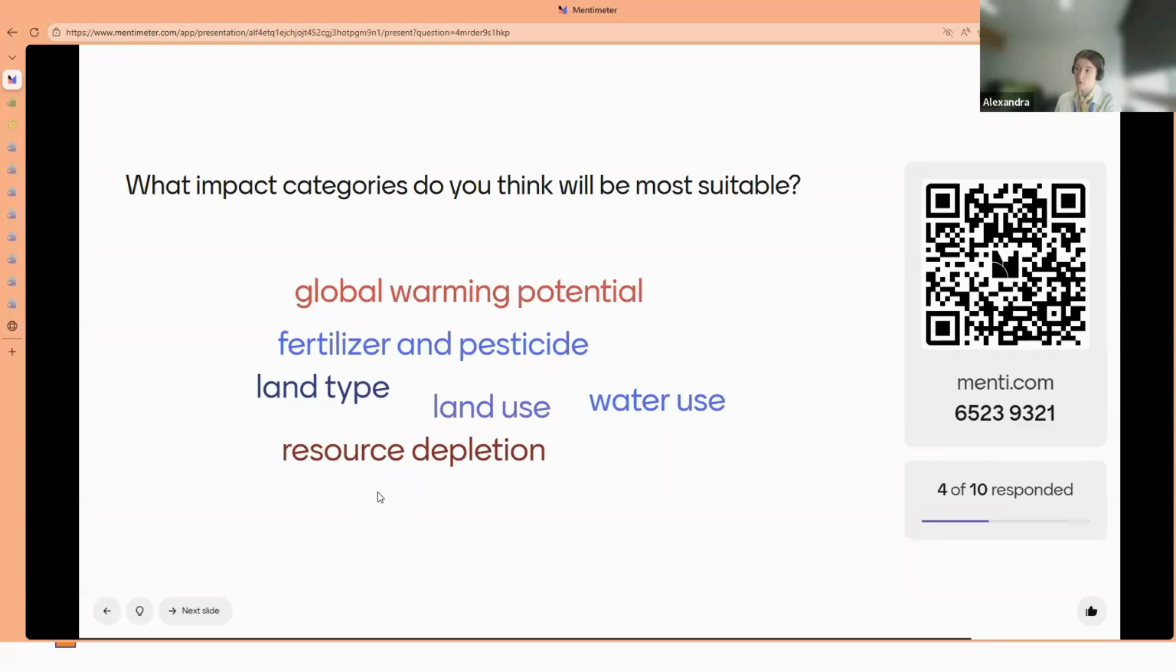Resource depletion, this could entail not only fuel oil, but also could refer to minerals or even water, which is a finite resource in the cases of LCA, that can also be considered. So there's quite a lot here. Yeah, this is good.